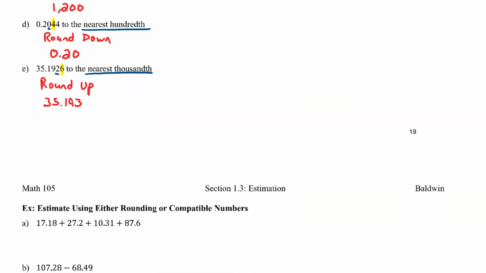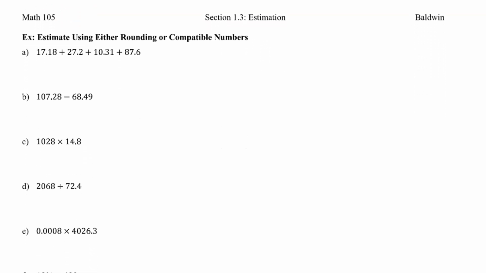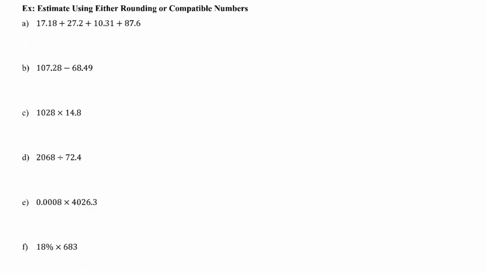Next we're going to look at some examples where we're using those rounding skills to calculate some estimates. With part A, we have 4 numbers that are being added together. In this particular example, we're going to round each of them to the nearest 10 first before we actually get that estimate.